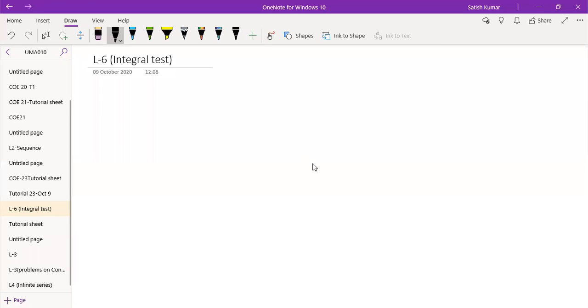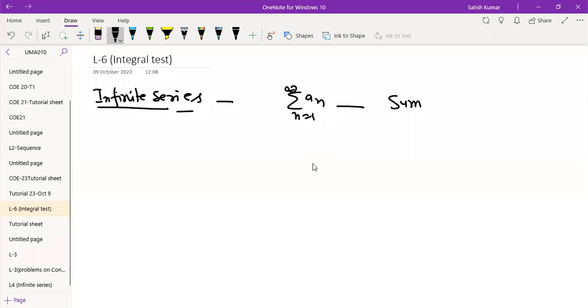Okay, students. In the last two lectures, we were working on infinite series. Our goal was: if summation an is there, then what is the sum of this series? But then we have seen there are some cases where it is not possible to find the exact sum. So then we made one compromise.